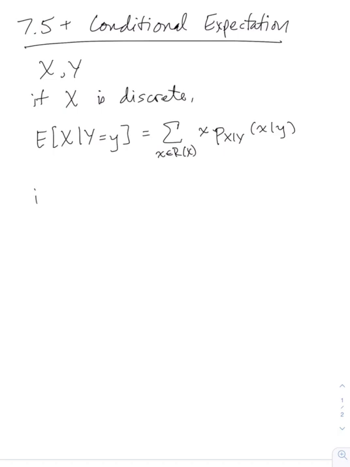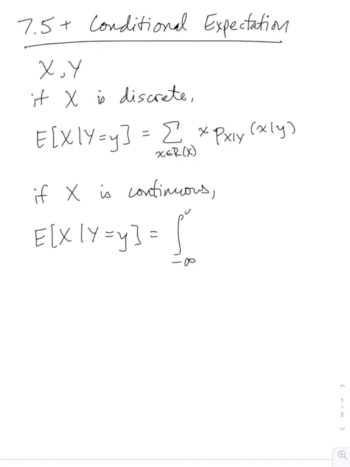Okay, now, if x is continuous, then the expected value of x given y equals little y is the integral from negative infinity to infinity of x times the conditional density of x given y, integrated dx. And again, it looks like the ordinary definition of the expected value of a continuous random variable, except instead of just the ordinary density of x, you have the conditional density.